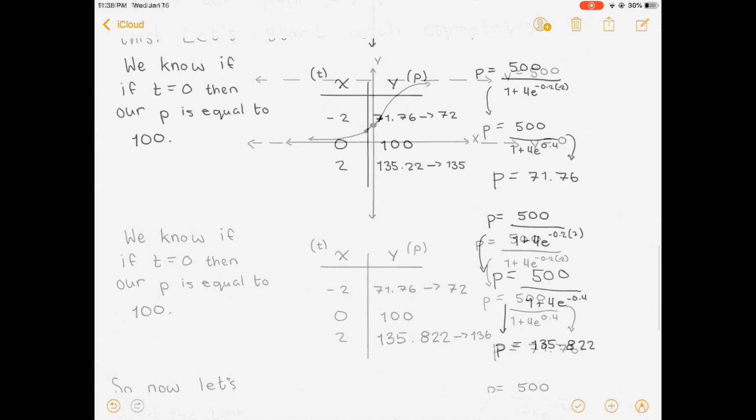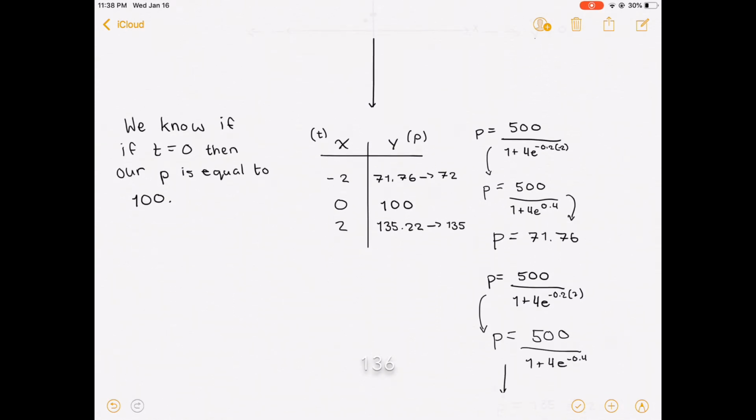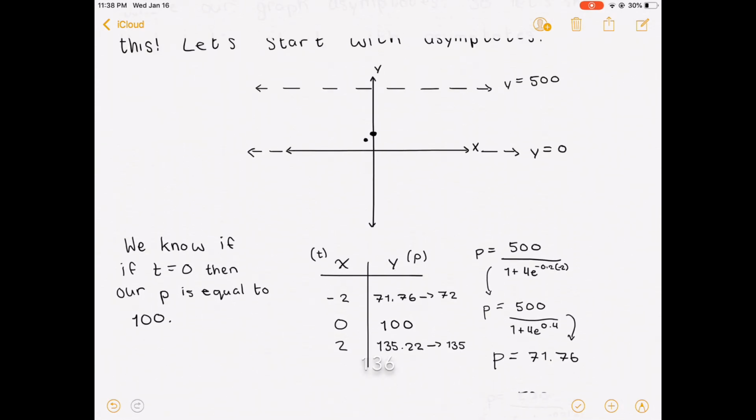So let us plot our points. It doesn't have to be accurate, just sketch it, estimate it. 0 and 100, we know that it'll have its x on 0 and y will be 100. Estimate where that should be around. Same for the other ones. -2, 71.76. They should be pretty close to each other. And once you got those points together, make sure you make lines connecting them.